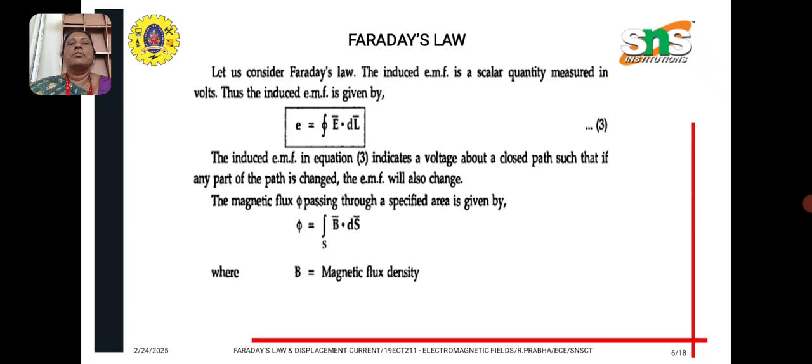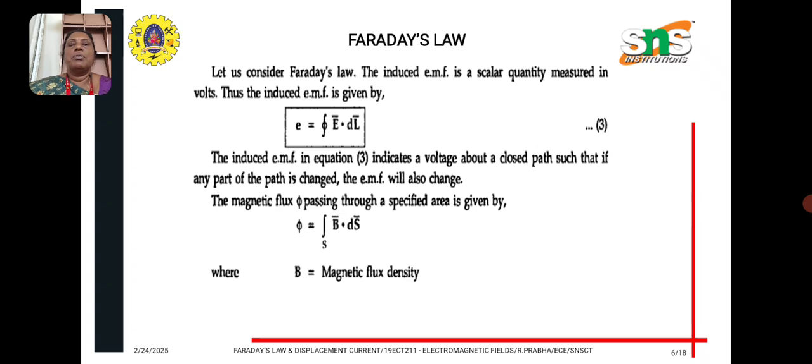Now consider Faraday's law. The induced EMF is a scalar quantity measured in volts, and this induced EMF E is equal to the integral over the closed path of E dot dl. Here E is the electric field. The induced EMF in the equation indicates a voltage about a closed path, such that if any part of the path is changed, the EMF will also change.